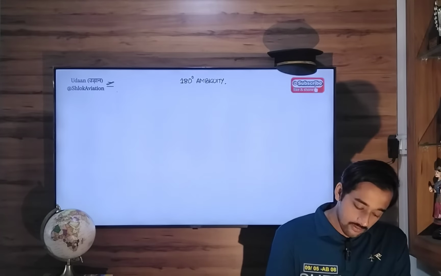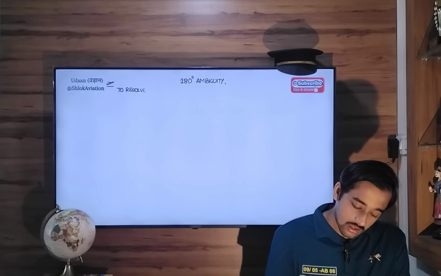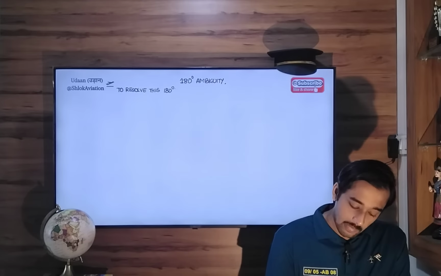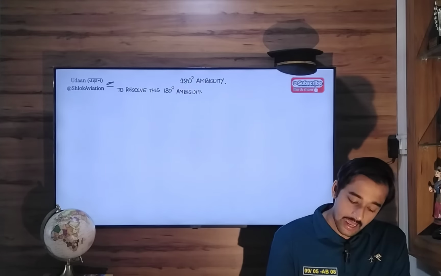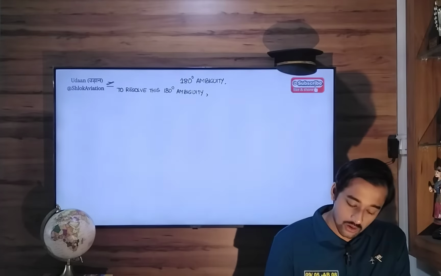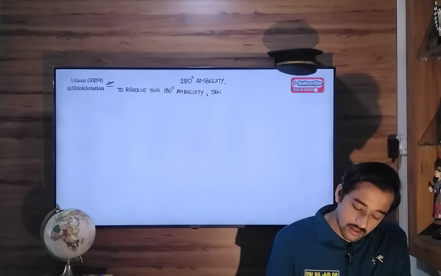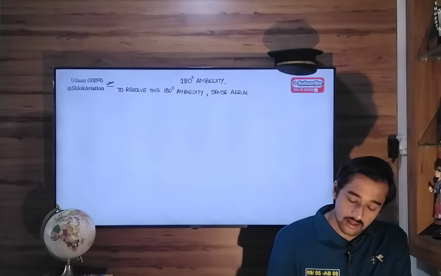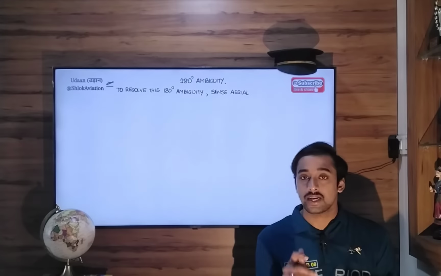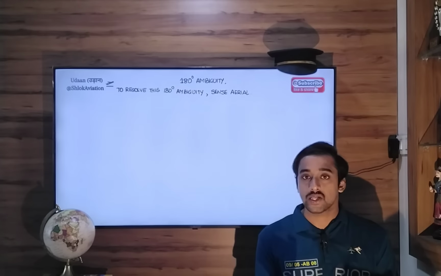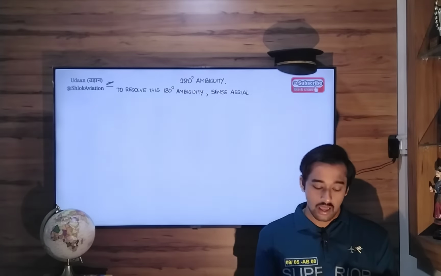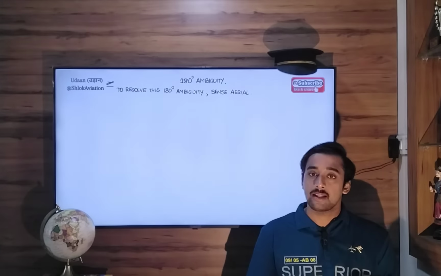And to resolve this 180 degree ambiguity, we have another aerial called sense aerial. Now the loop aerial doesn't give us a definite direction from where the NDB signal is originating. So to resolve that, we take help of sense aerial.